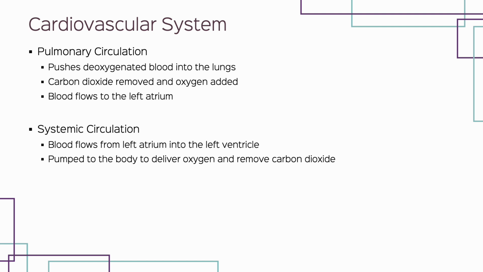Blood is then returned to the heart through the pulmonary vein, and it returns oxygenated blood to the left atrium. The systemic circulation is the next phase of blood circulation when the oxygenated blood flows from the left atrium to the left ventricle. It then moves from the left ventricle out through the aorta into the rest of the body.